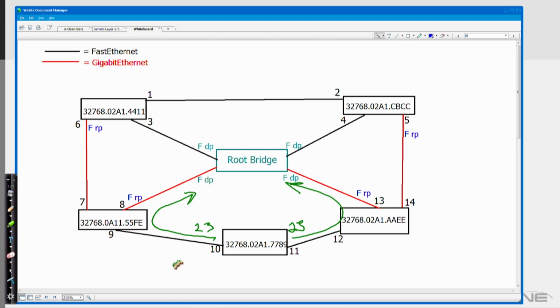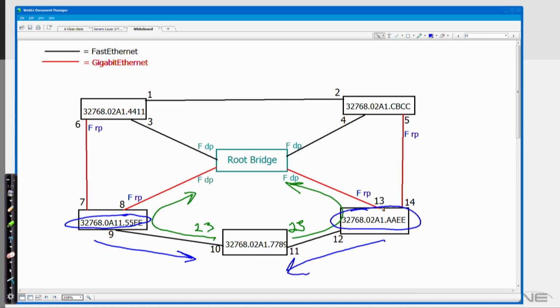In that particular scenario, when that is the case, remember, how did he learn about these paths in the first place? Because he got a BPDU from the sending bridge ID of this, and he got a BPDU from this guy that had a sending bridge ID of that.